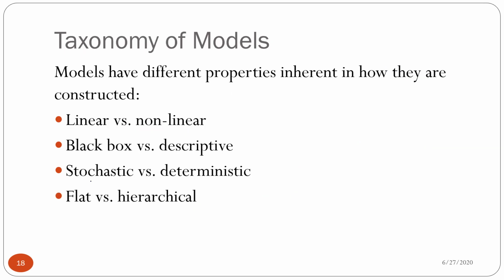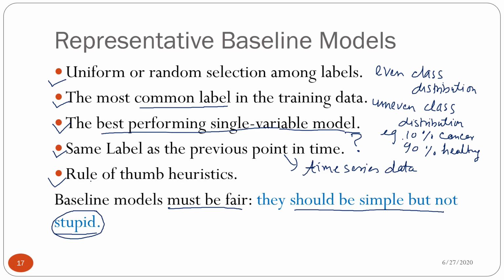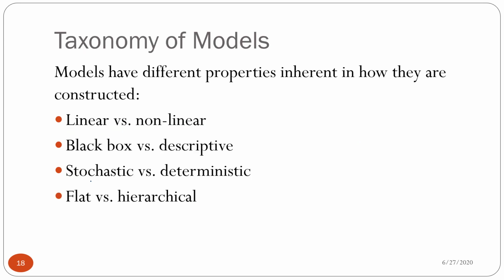All right, so this was about the baseline models, like why they are important and how we should pick a typical baseline model. Now let's look at the different kinds of models that we can build. So there are a number of ways of classifying the kinds of models. So we have linear versus non-linear models, we have a black box versus descriptive model, stochastic versus deterministic, flat versus hierarchical. So we will not look at all of these classifications, maybe one or two.